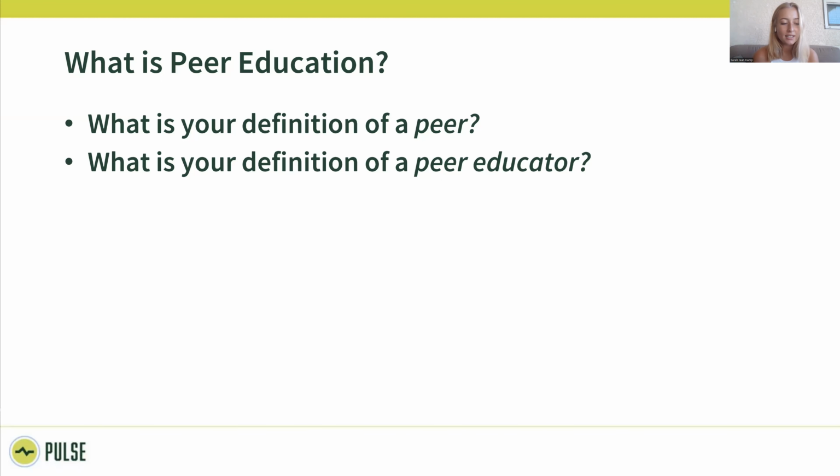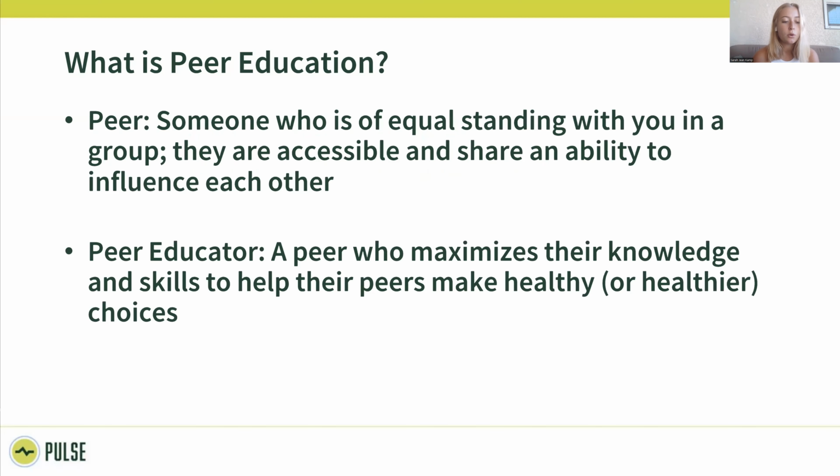So hopefully you did, and some ideas spring to mind. The working definitions of a peer and a peer educator are the following. A peer is someone who holds equal standing as you within a group. Peers are accessible to each other and they have an equal capacity to influence one another. And peer educators are peers who maximize their knowledge and skills toward healthy decisions to influence their friends to think healthily about their lives, to make healthy or healthier choices.